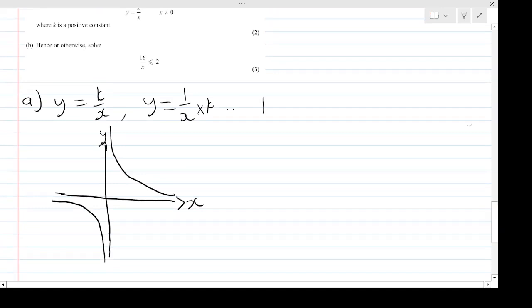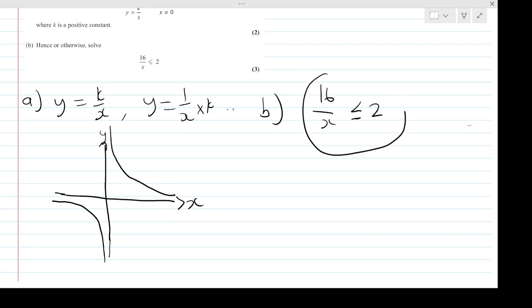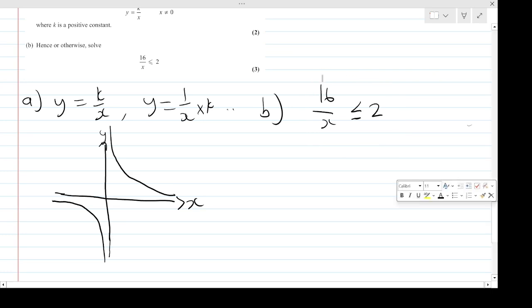And then it says part B, hence or otherwise solve 16 over x is less than or equal to 2. Now, there are two ways you can solve this, and we did look at an inequality exactly like this in the quadratic inequalities chapter. You could treat it like an equation, right? If this was equal to 2, you would times by x to get 16 equals 2x and then go from there. But because we've got an inequality, x could be positive or negative, so it could flip the sign, right? Because obviously times by a negative will flip the inequality. To get around that, you can just times by x squared instead, okay?